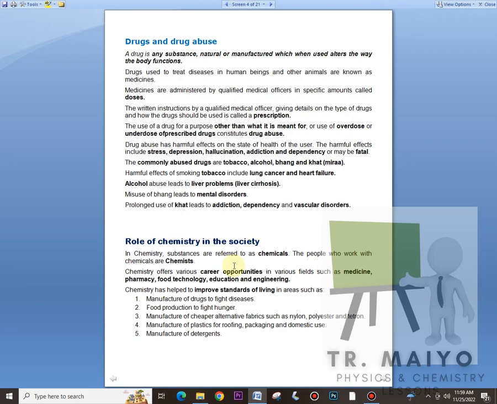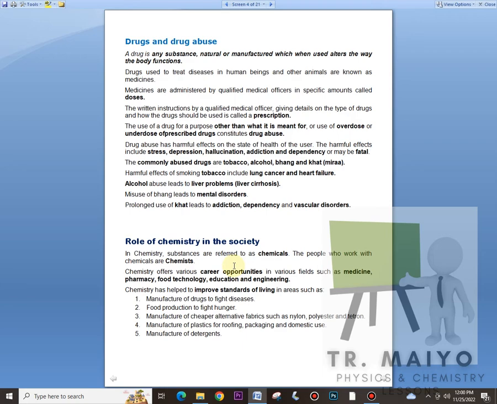That's a drug. When defining this, please don't just say it's any substance which when used alters the body. It is either natural or manufactured. When you skip that, there is no one who will mark for you. Drugs used to treat diseases in human beings and other animals are known as medicines, which sometimes we call the curative drugs. Medicines are administered by qualified medical officers in specific amounts called doses.